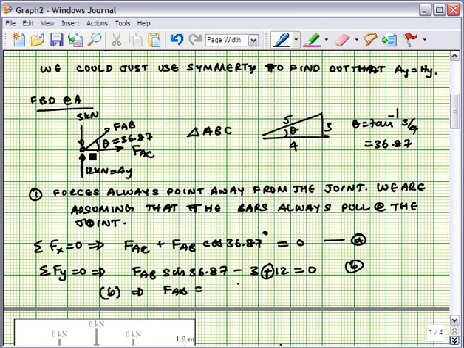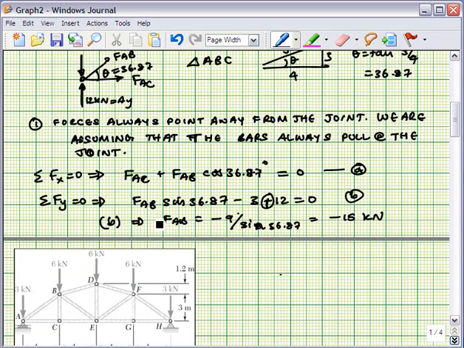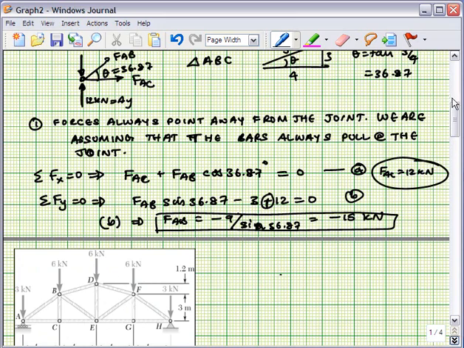Notice the arrow is pointing up. The arrow for this is pointing down. So FAB is 12 minus 3. So this will be minus 9 divided by sine 36.87, which turns out to be minus 15 kilonewtons. Not only that, you can get FAC will be 12 kilonewtons. Just solve these two equations.